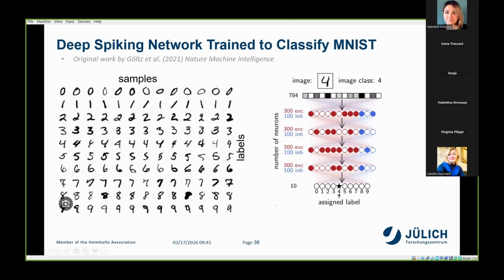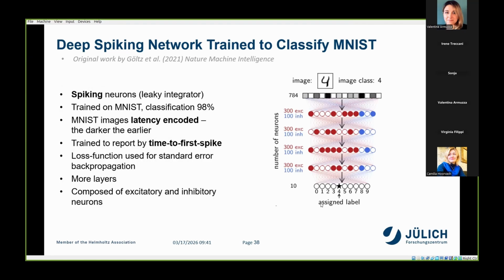Then you have darker pixels and lighter pixels. And what they did in the encoding was that lighter pixels elicited a spike later, and the darker ones earlier, in the first layer. This was the encoding phase, and they trained the network so that they had 10 output neurons from 0 to 9, and the neuron which is supposed to classify the 4 is spiking first.